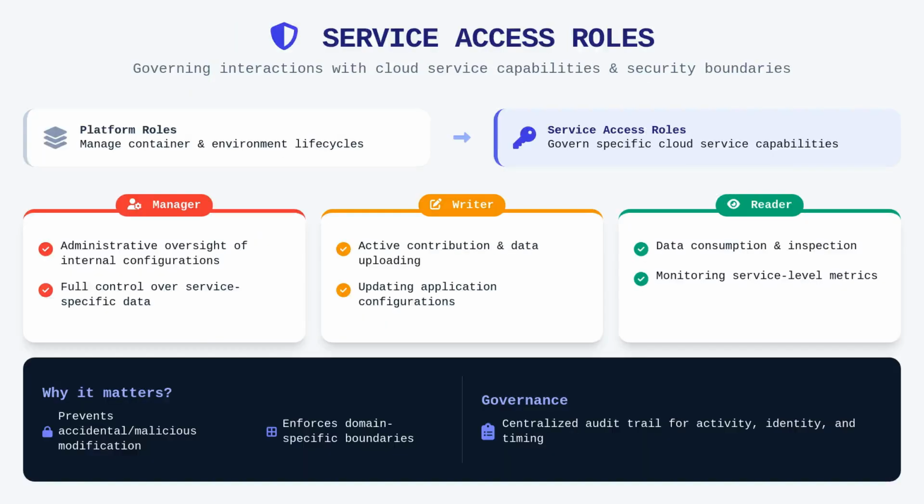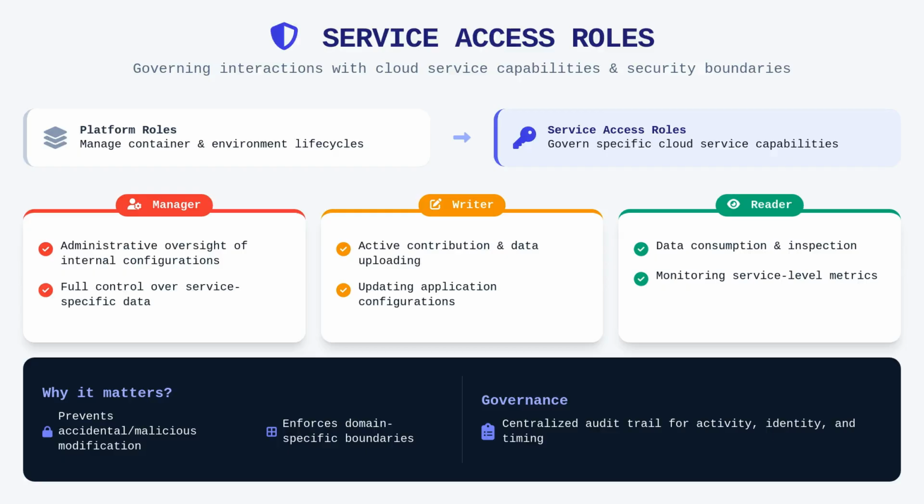While platform roles manage the lifecycle of the container or the environment, service access roles are designed to govern how we interact with the specific capabilities provided by individual cloud services. A manager role in this context typically implies administrative oversight of the service's internal configuration and data, while the writer role allows for active contributions such as uploading data, updating application configurations, or modifying resources managed by that specific service. The reader role, conversely, is scoped to permit the consumption of data or the inspection of service-level metrics without permitting any alteration of the underlying assets.